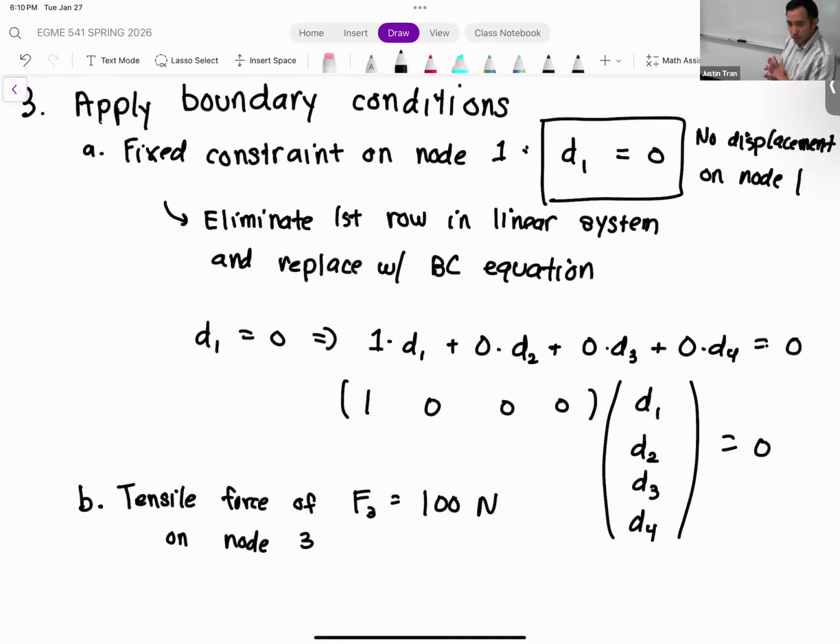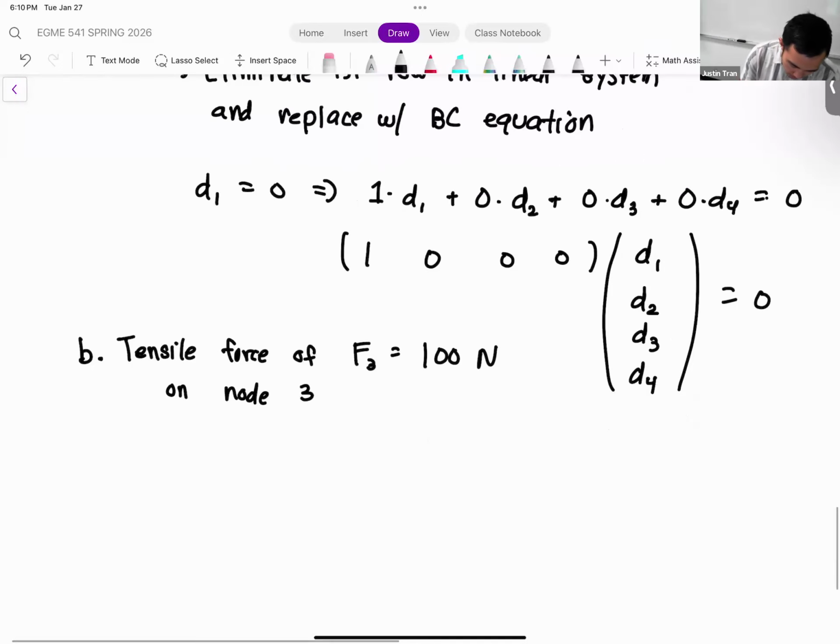Okay, so if we go ahead and apply this, applying Neumann boundary conditions is pretty simple because we don't even touch the matrix. The only thing that we do is apply that number directly into our forcing vector. So basically we're going to make a substitution where little f3 is going to be equal to just the value of that force, which is going to be 100 newtons. Okay.